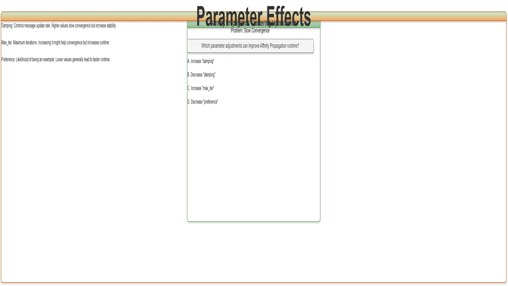My goal is to figure out which parameter changes in the affinity propagation algorithm will improve the runtime without significantly sacrificing clustering quality. This is all about finding the sweet spot between speed and accuracy. This section describes how changes to the algorithm parameters impact performance and convergence speed.